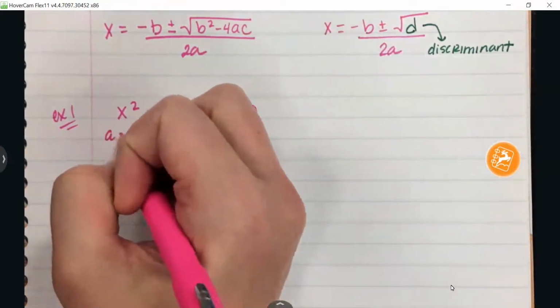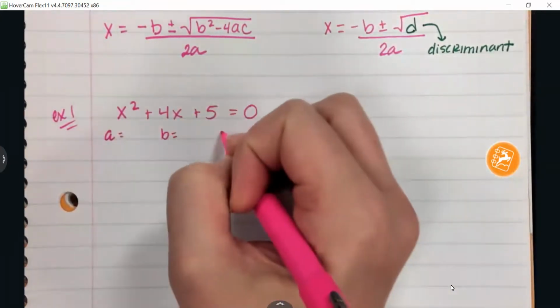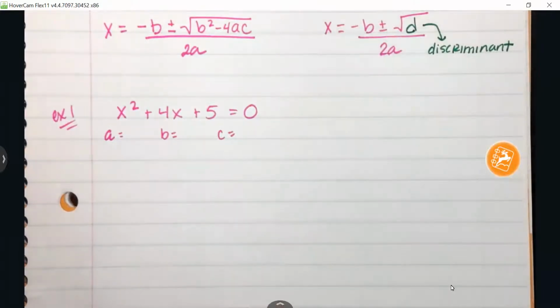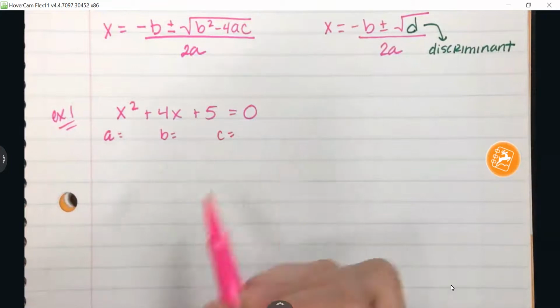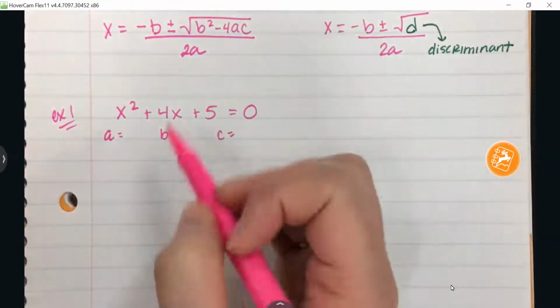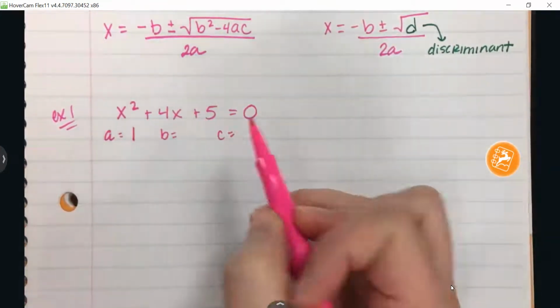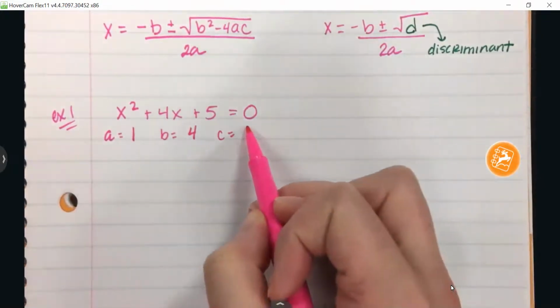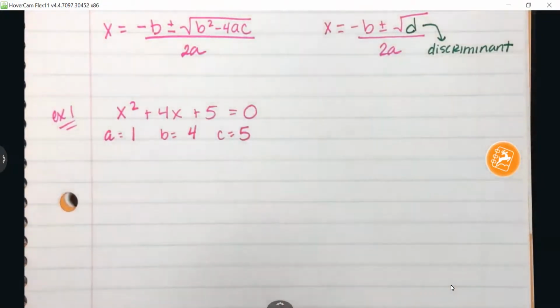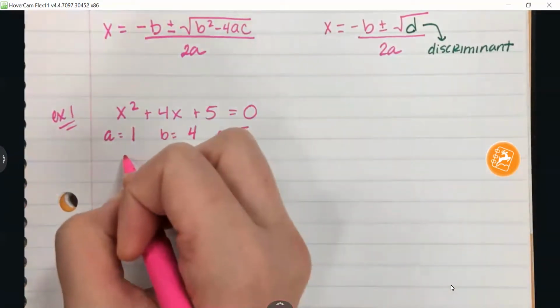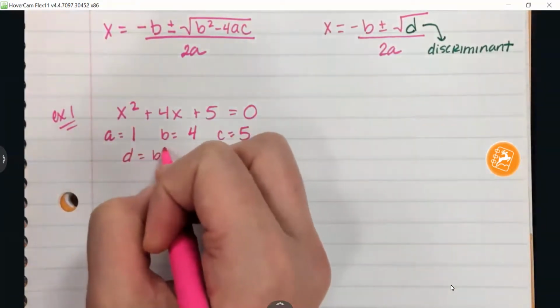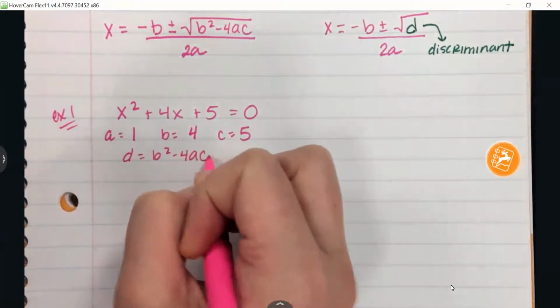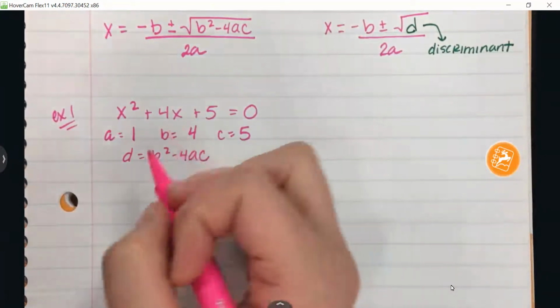I need an A, a B, and a C. You need to write notes down, please. A, B, and C. What is my A value? 1. What is my B value? 4. And what is my C value? 5. You have about 30 seconds to go calculate your discriminant. Everybody should be able to do that. Use a calculator if you need to.